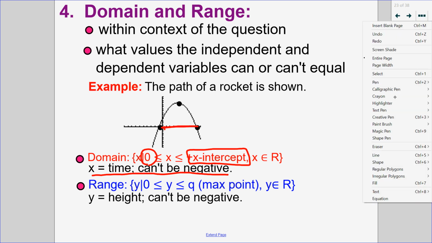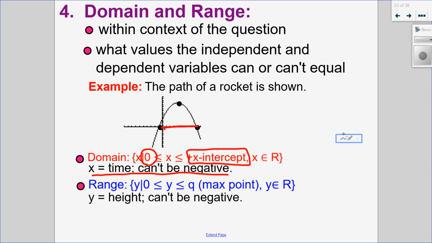Now, my range is for y, and my range is the height. Now, height also can't be negative. So my height would be from a height of 0 to my maximum height. So this would be my range, from 0 to my maximum height. So for every question, it's going to be a little bit different. We have to look at the context of the question.